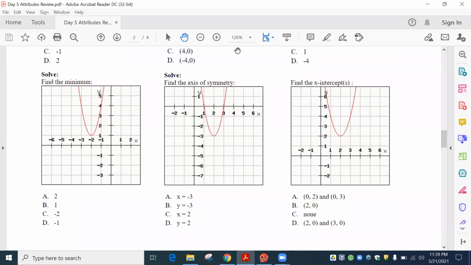Okay, so minimum, maximum, minimum. How tall or short something is. Okay, so how short is this? It's going to 1.